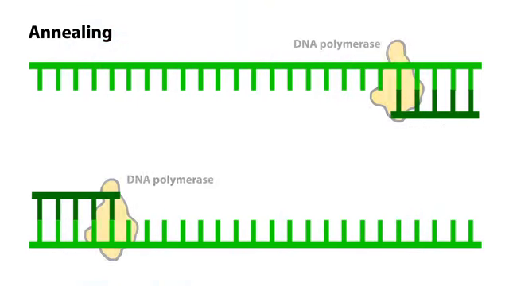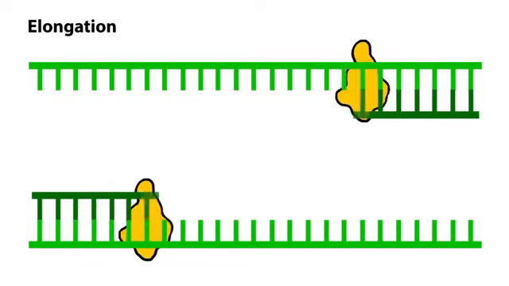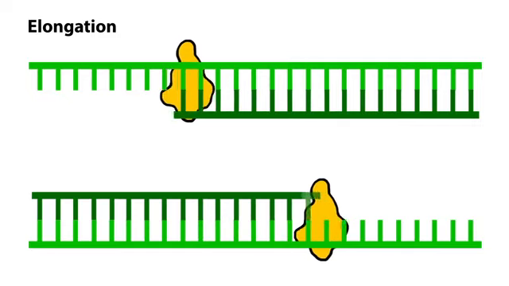Now, these primers give the DNA polymerases a place to start. Remember, DNA polymerases don't start from scratch. They need primers. Under normal in vivo conditions, they have an RNA primer. And then the third step is elongation, where the DNA polymerase starts to replicate the DNA sequence following each primer.